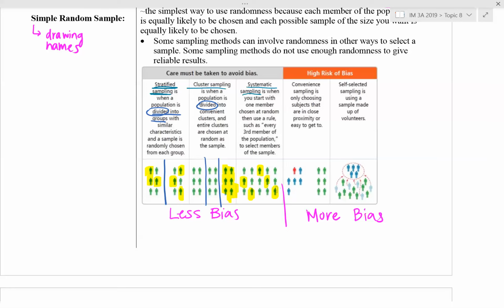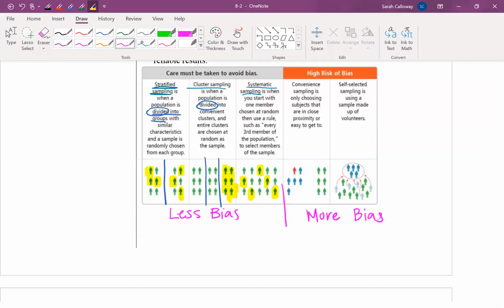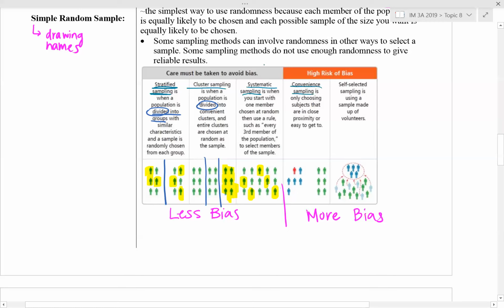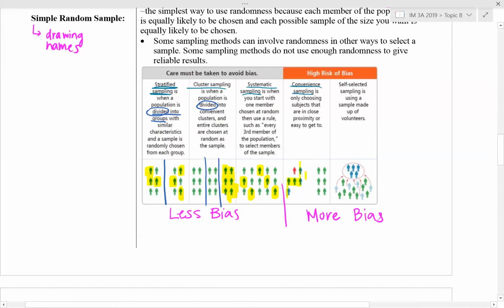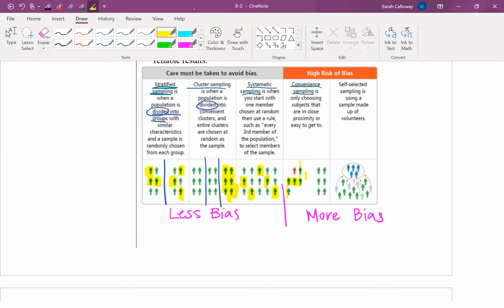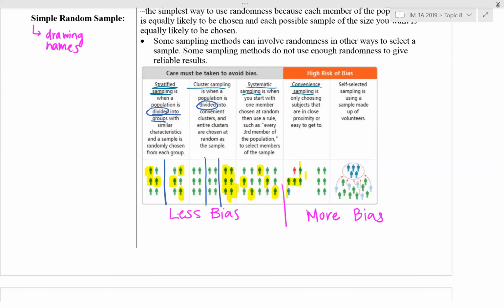Convenience sampling is only choosing subjects that are in close proximity or easy to get to. So that would be where you're just asking your friends, right? If I'm just asking my friends, because I talk to them every day, I can ask them this question or survey them for whatever my experiment is, then that is a convenience sample. So I'm looking at people who are alike in some way because they're close to me, right? There must be some connection between them that makes them not necessarily a diverse group, right? You get along because you have similar opinions on things. So that would be a convenience sampling.